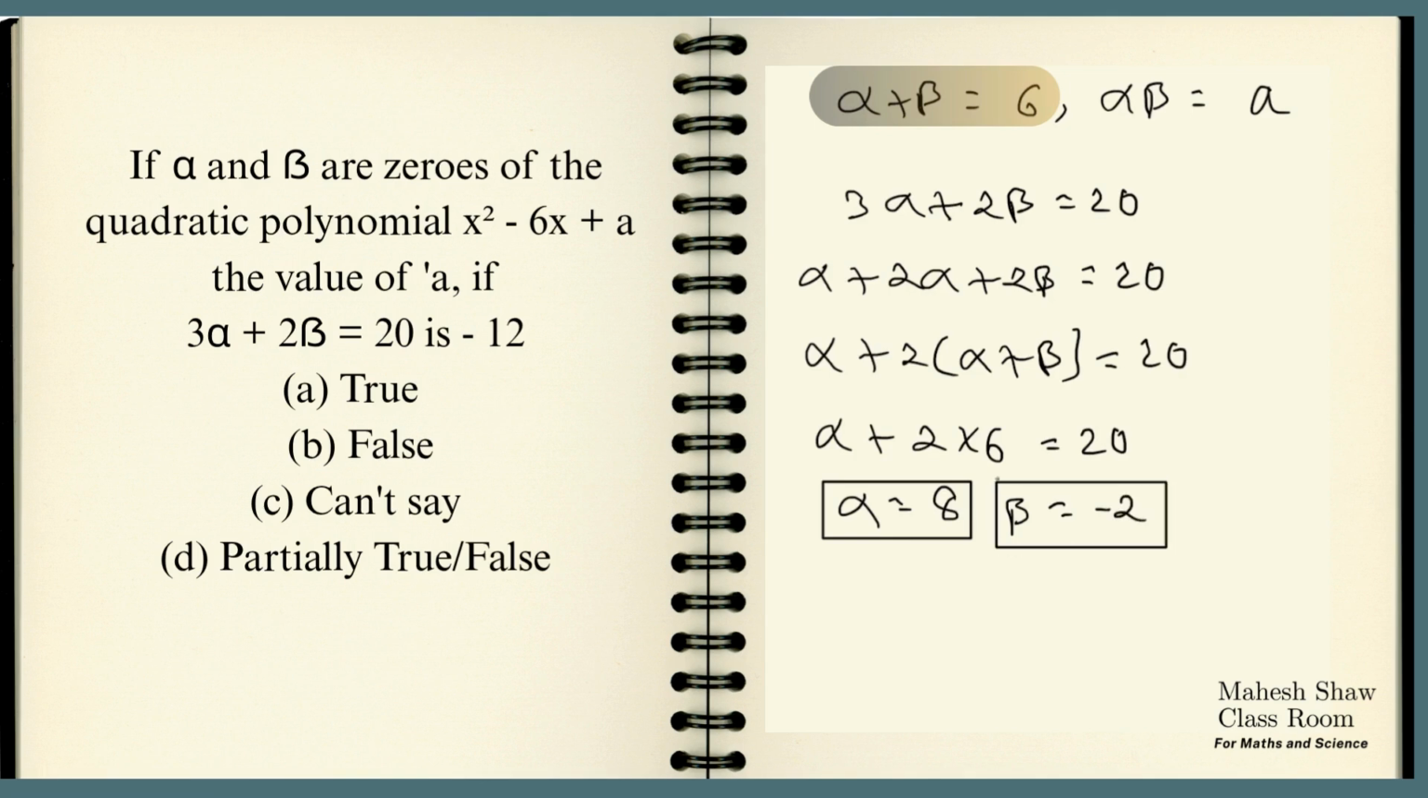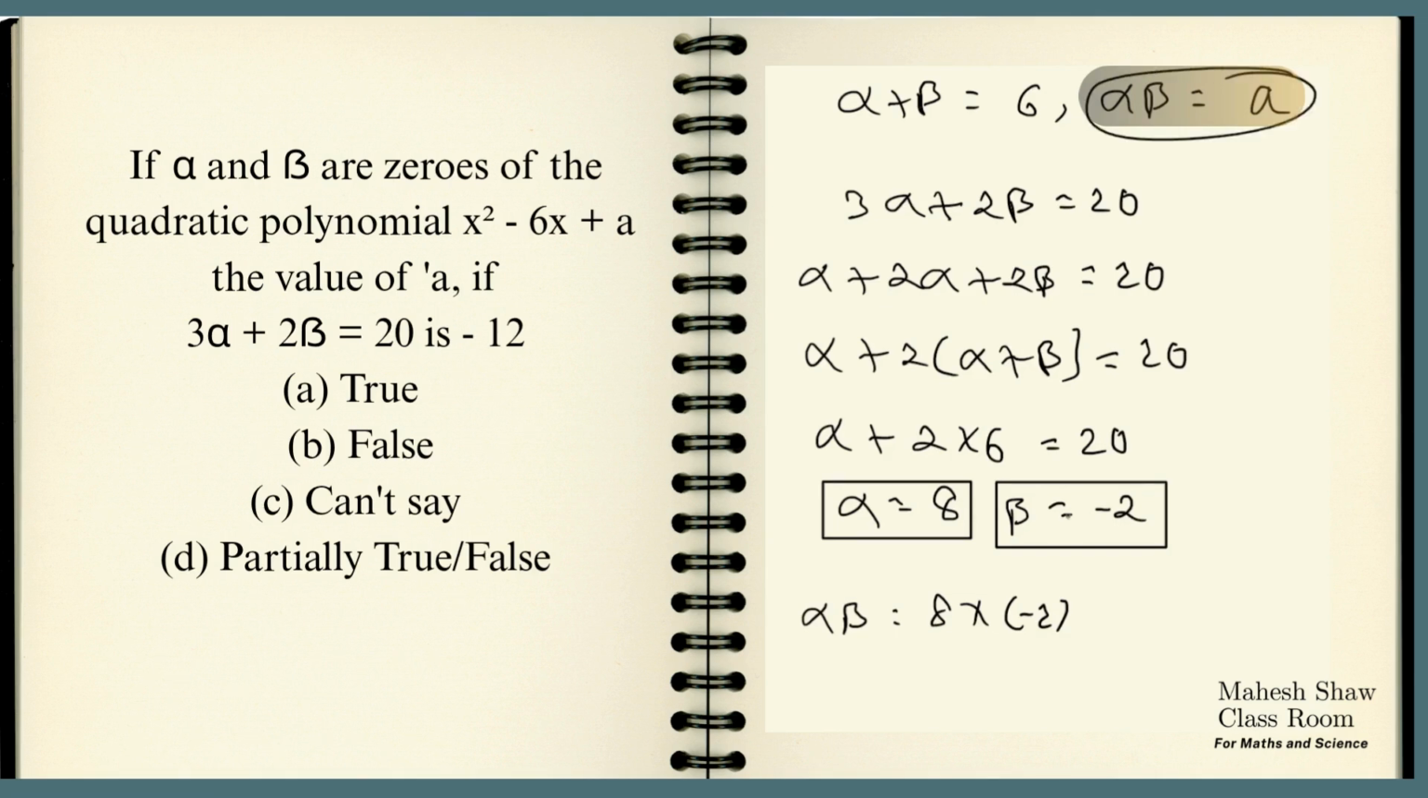Now once we got the value of alpha and beta, we can obtain the product of the zeros, which is a here. So product of the zeros is what? The product of 8 into minus 2. So replacing alpha beta with the product of these two, which is how much? 8 multiplied by negative 2 as the product of the zeros, right? This is alpha beta. And as per the question, we have alpha beta as a, so we can replace this with a, and this comes out to be minus 16.